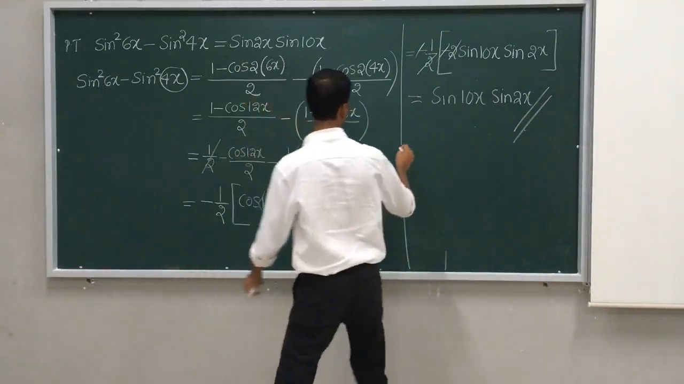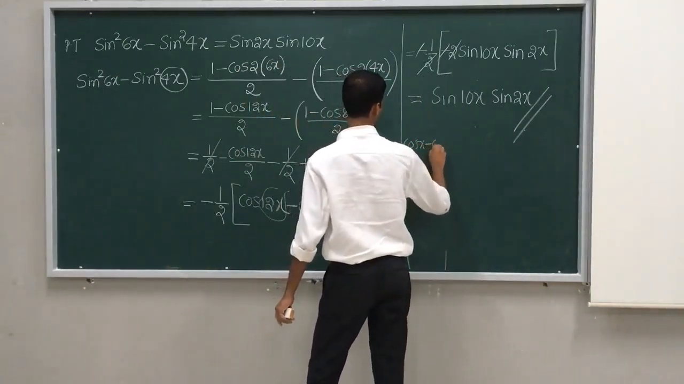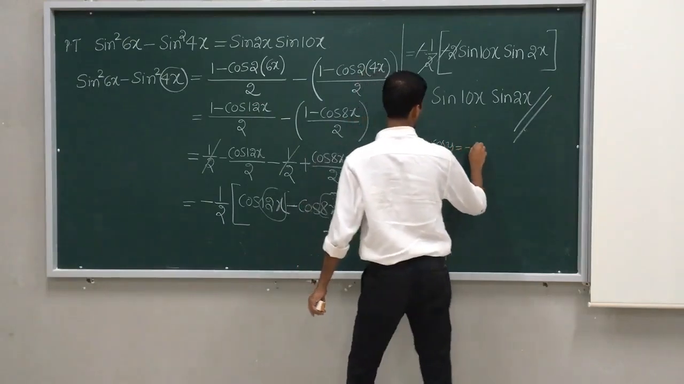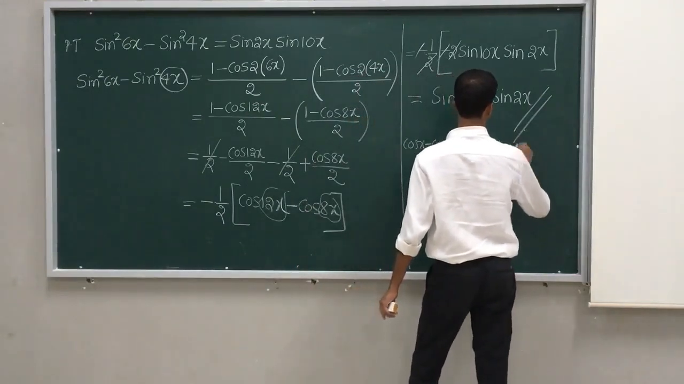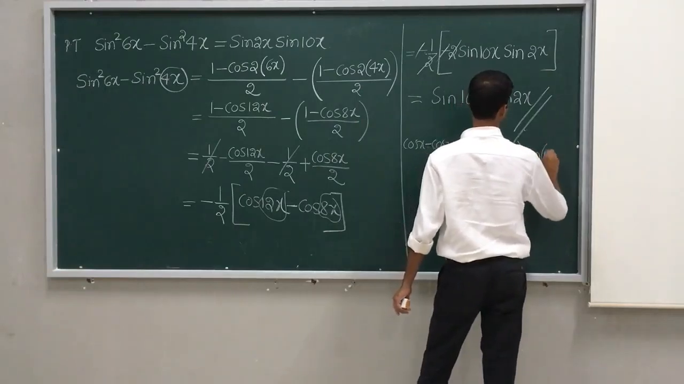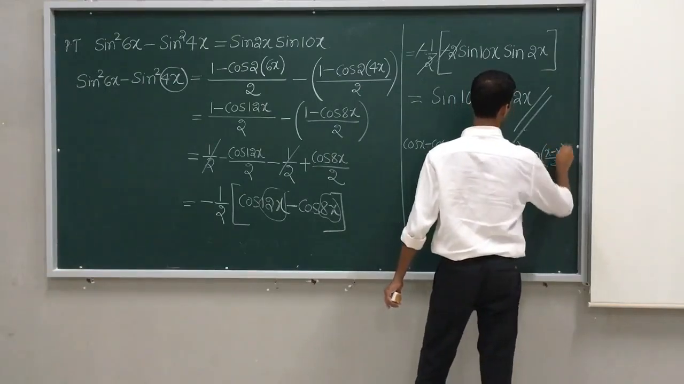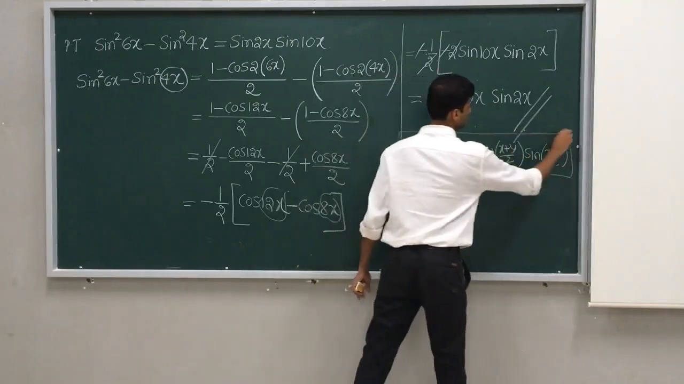What formula did I use? I used this formula, cos x minus cos y. It is minus 2 sin (x plus y)/2 sin (x minus y)/2. This formula I have used to get my result.